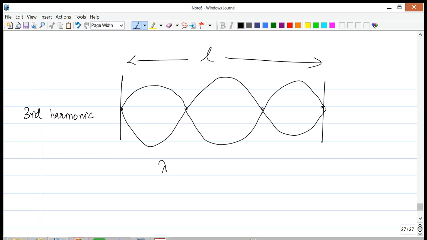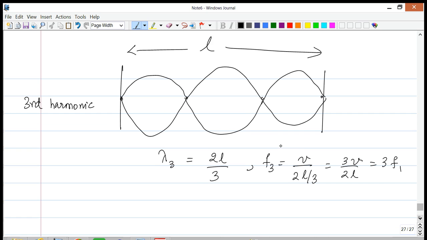So my lambda 3 is going to be equal to what? Look at this picture, and you see that if I were to double my L, 2 times L would give me 3 full wavelengths. So lambda 3 is equal to 2L divided by 3, and this gives me the frequency as V over 2L over 3, which is 3V over 2L, which happens to be 3 times my fundamental frequency.